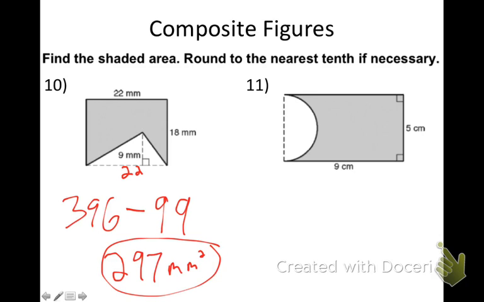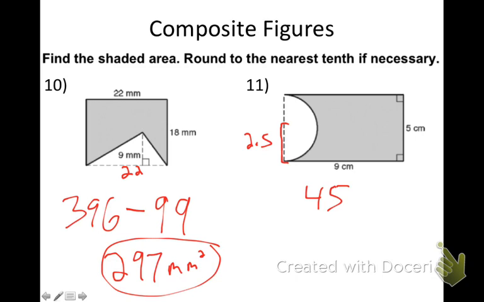Number 11. First thing you want to do is find the area of the rectangle. What's the area of the rectangle, Izzy? 45. Okay. Then I want to find the area of the semicircle there. Well, what's the radius of the semicircle, Yanni? 2.5. So to find the area of the semicircle, you'd have to do 2.5 squared, which is 6.25, times pi, which ends up being about 19.6.